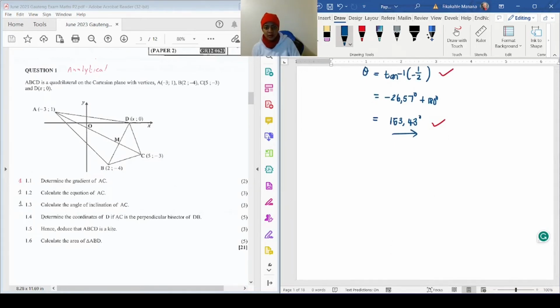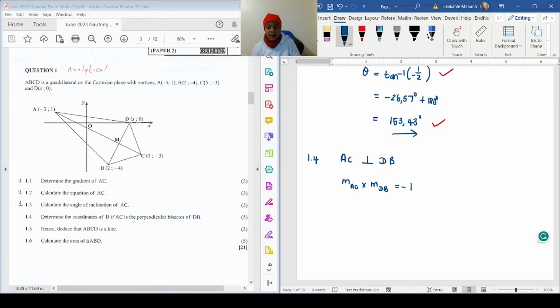And then 1.4. Determine the coordinates of D. All right, there is D. Determine the coordinates of D if AC is the perpendicular bisector of DB. Okay, so if it's a perpendicular bisector, it means that AC is perpendicular to DB, all right, meaning the gradient of AC times the gradient of DB is equal to -1.